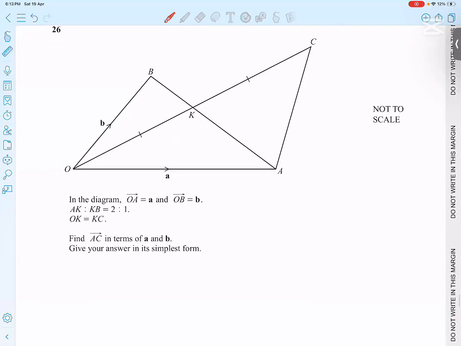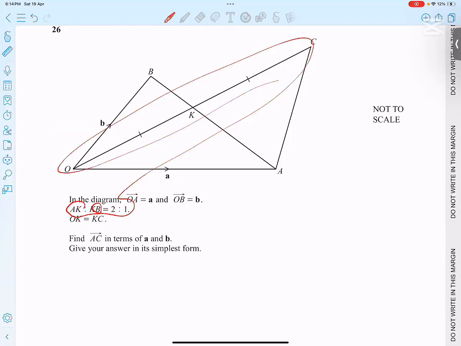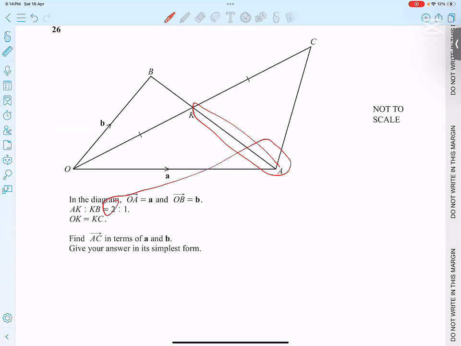Question number 26. What a question we have. O to A is given by him as a, no problem. O to B is b. And he mentioned that we have AK, KB ratio 2 to 1. Okay, AK. Where is AK? I'll just show you. This is AK, sorry, 2 ratio. And this KB is 1 ratio.